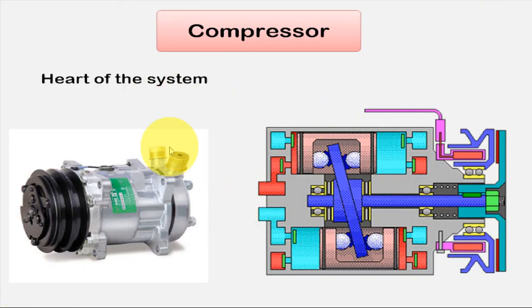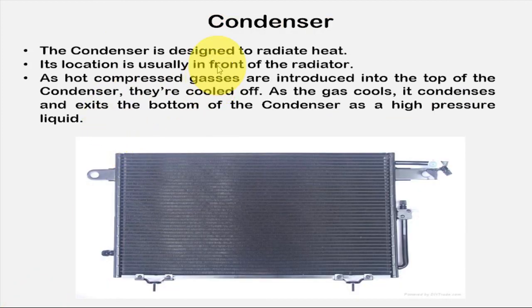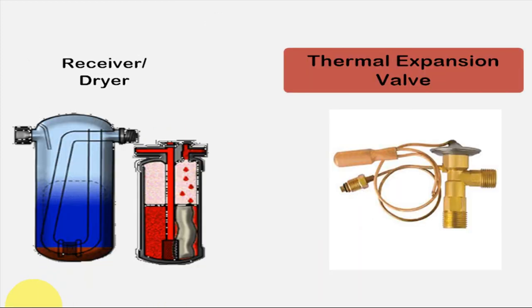The compressor is nothing but the heart of the system, which compresses the refrigerant. It may be a reciprocating compressor. Then the condenser, which is designed to lose the heat, radiate the heat. So hot compressed gases are introduced at the top of the condenser, and they cool. As the gas cools, it condenses and exits at the bottom of the condenser as high pressure liquid. So this is the expansion device, which reduces the pressure of the refrigerant, and then this is the receiver part.